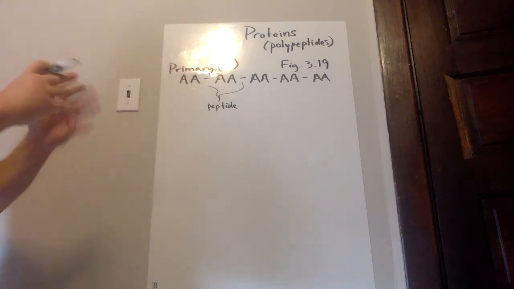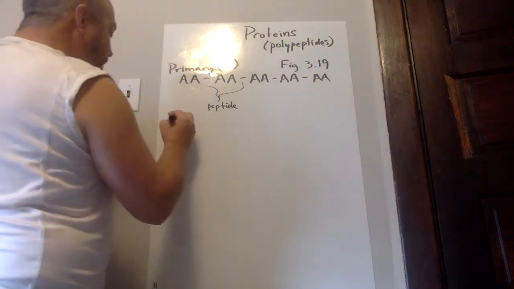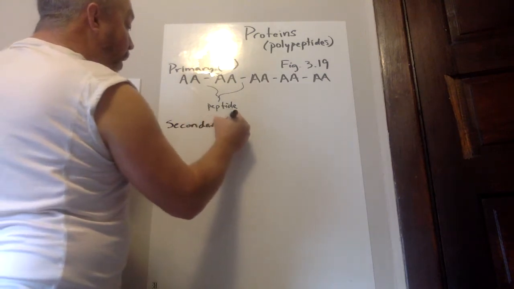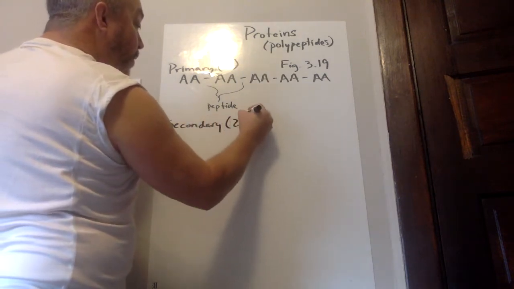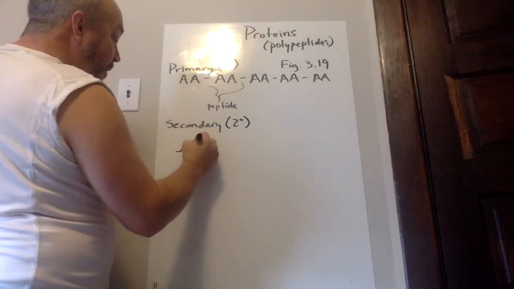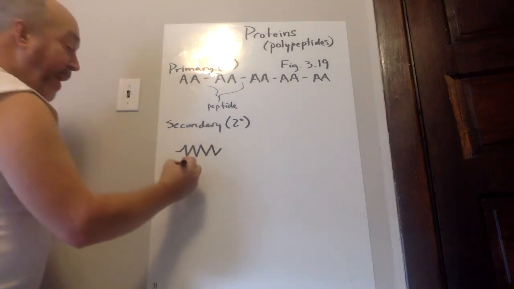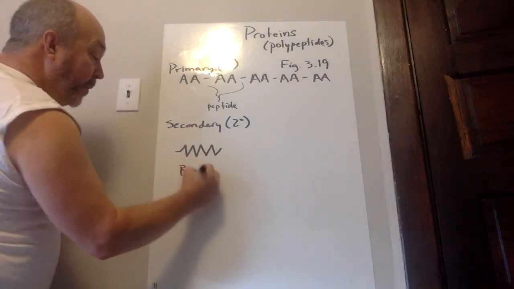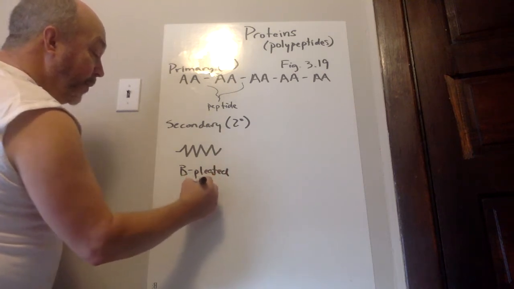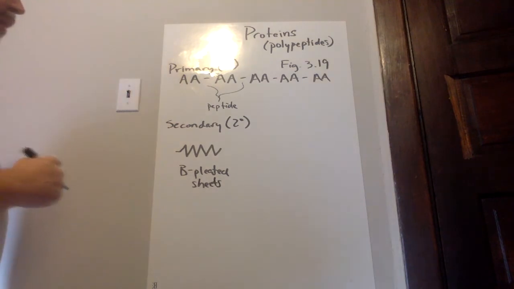The different functional groups of those R groups, however, are going to start interacting with each other, and we'll begin to build the secondary structure of a protein, or 2 degrees. So some of those amino acids are going to come together, and they're going to start making what are called beta pleated sheets. It looks like a skirt, like a pleat. And that's going to depend on what kind of functional groups are there.